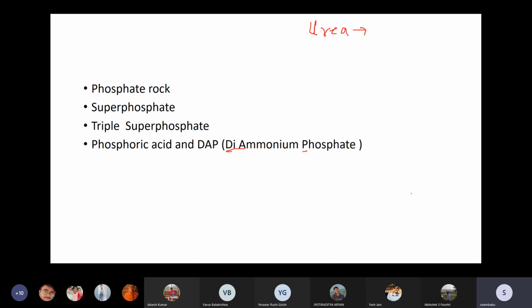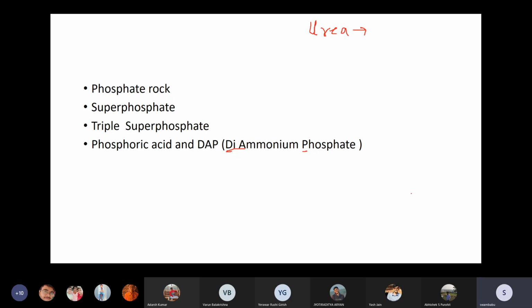So urea is a nitrogen-only fertilizer. If a field requires only nitrogen, it has a sufficient amount of P and K with only a deficiency of nitrogen, we will put urea fertilizer. But if the fields are deficient in both nitrogen and phosphorus, then they have to apply diammonium phosphate fertilizer. So that is how we decide.